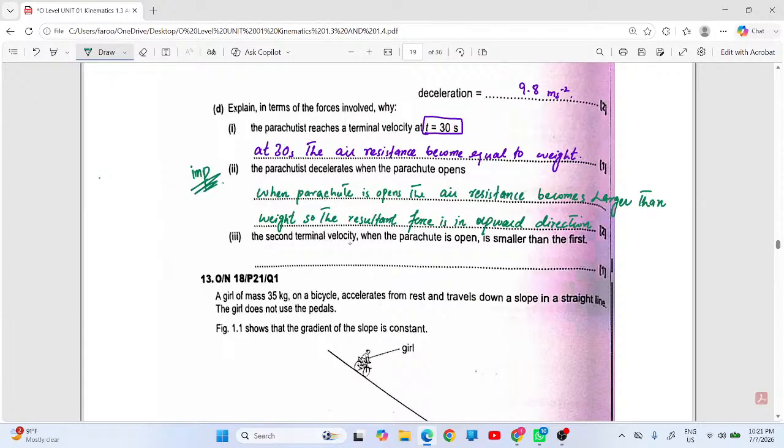Important: the second terminal velocity when the parachute is open is smaller than the first. See, the first terminal velocity has a value of around 44 meter per second and the second terminal velocity is 5.